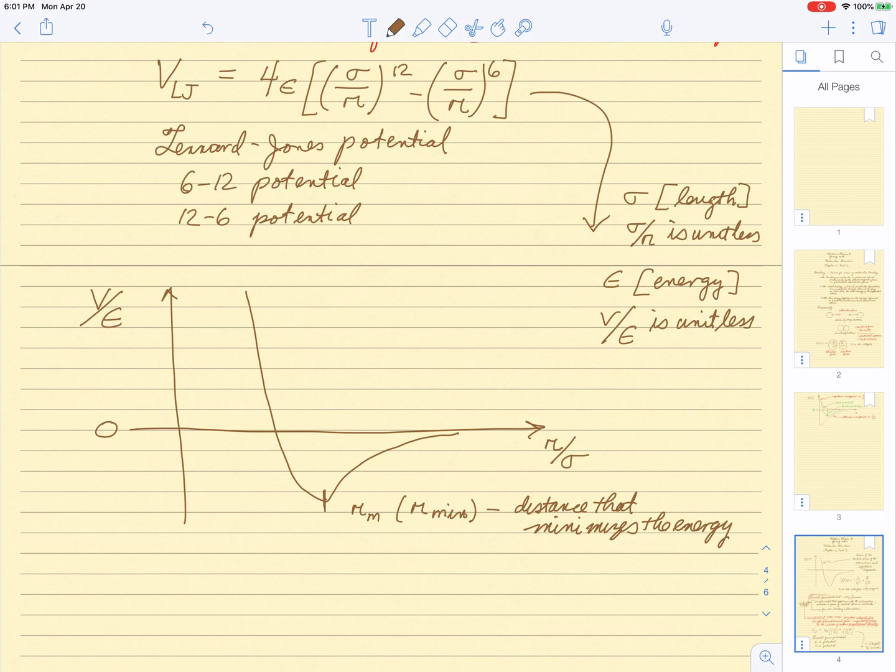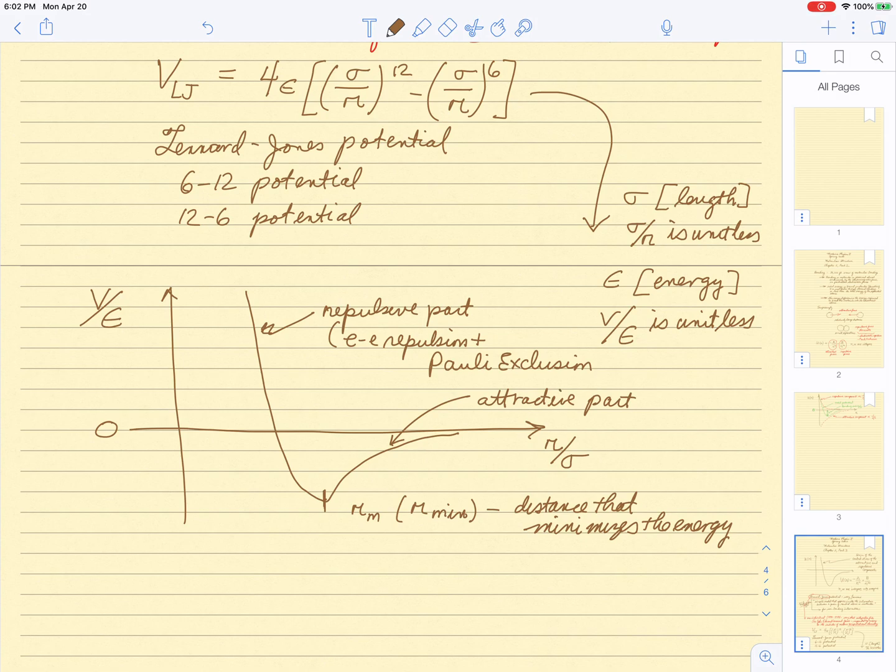Okay, this part is the repulsive part, as we talked about before. This is the repulsive part, again due to electron repulsion plus Pauli exclusion. And this is the attractive part. And that's complicated, as we'll see. Okay?